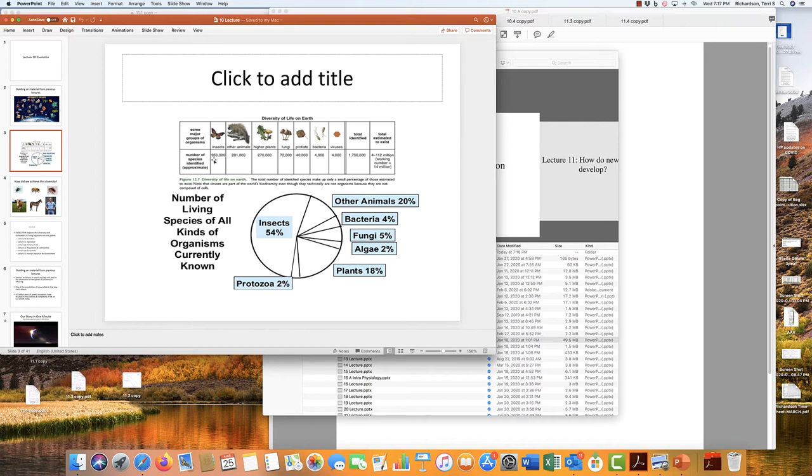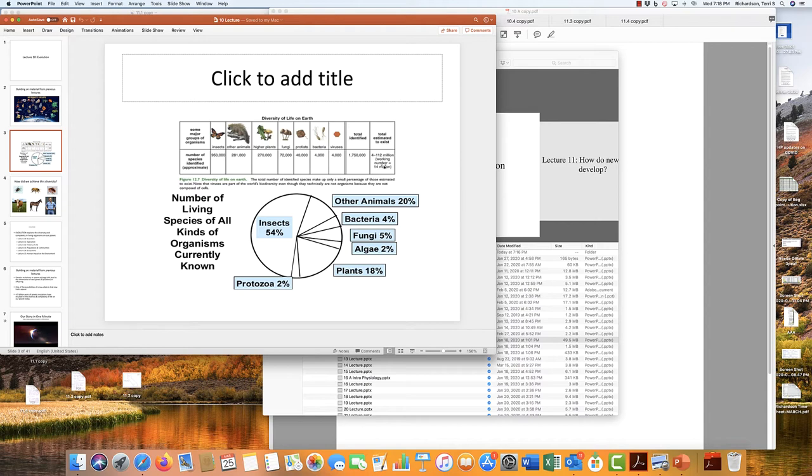You can see up here, there are 950,000 different species, different types of bugs. And you can see the numbers there of the rest of the types of organisms. So there are almost 2 million different species identified.